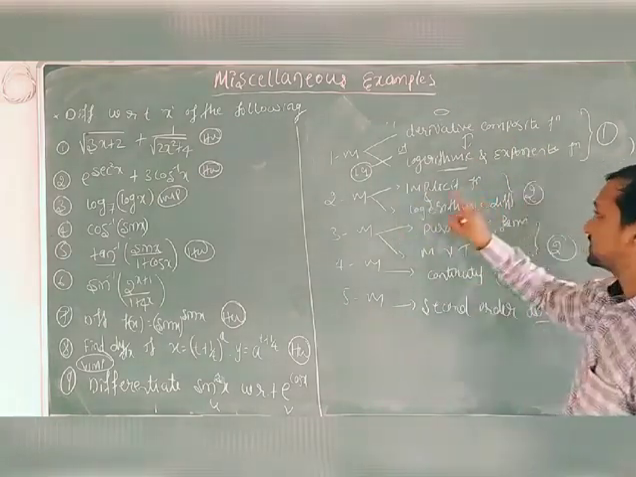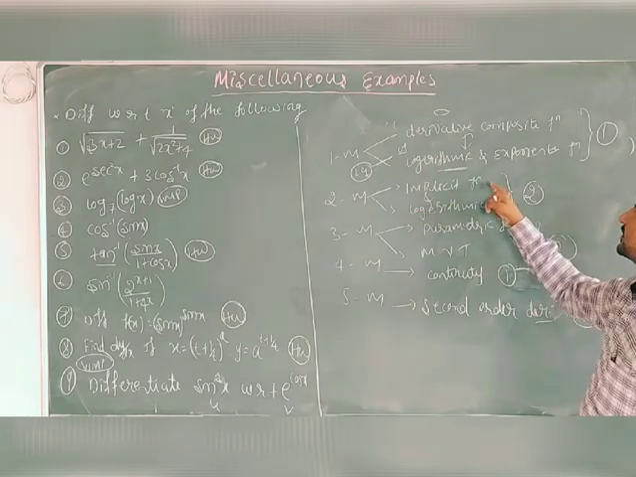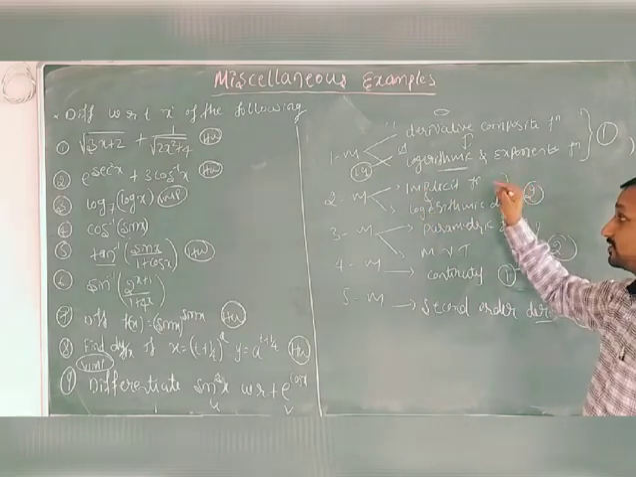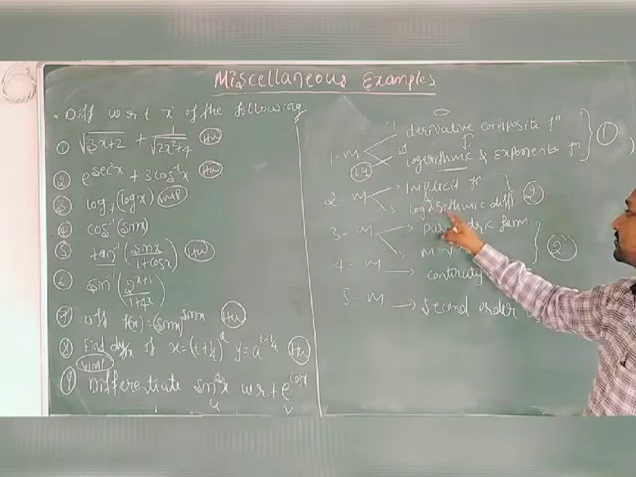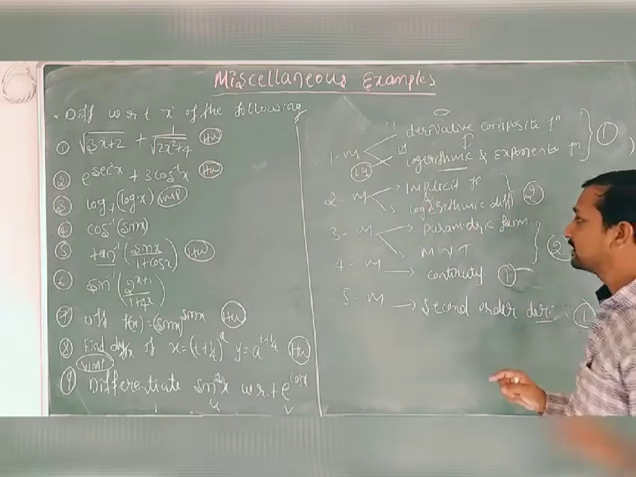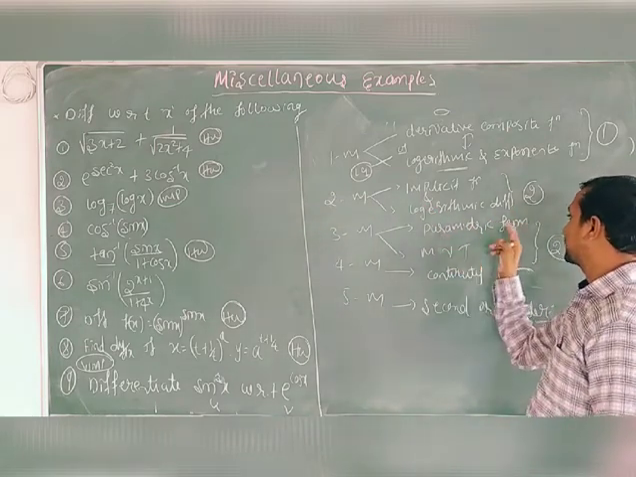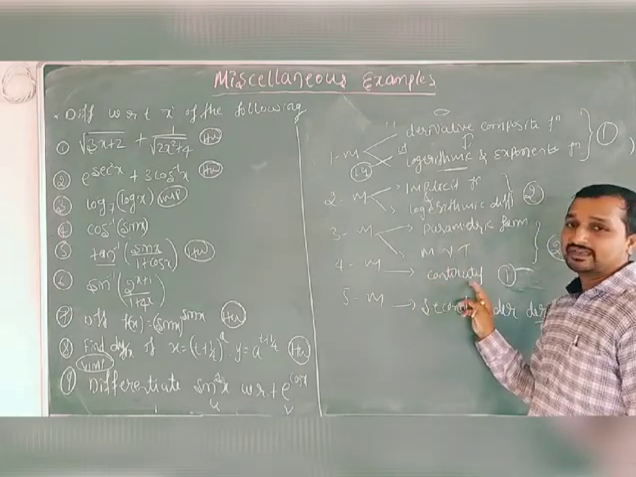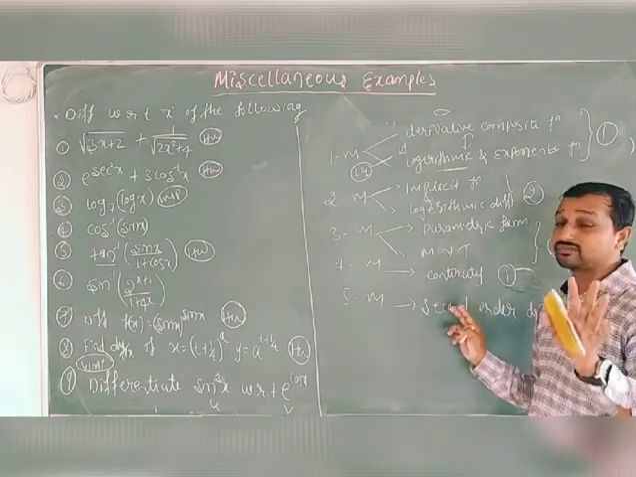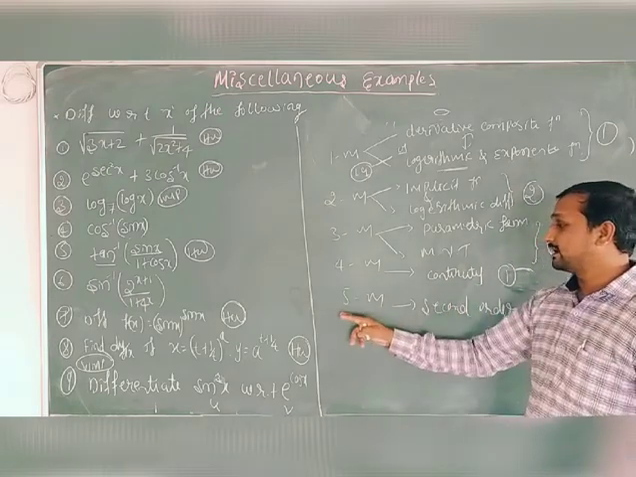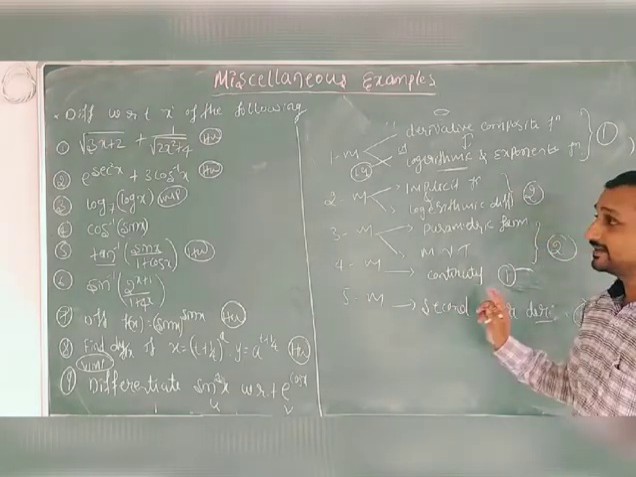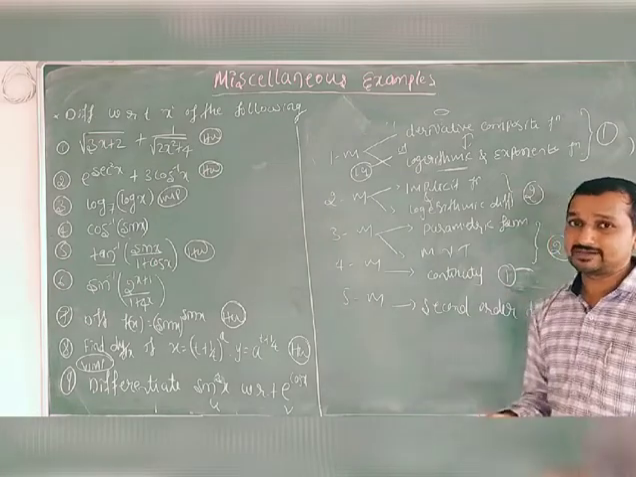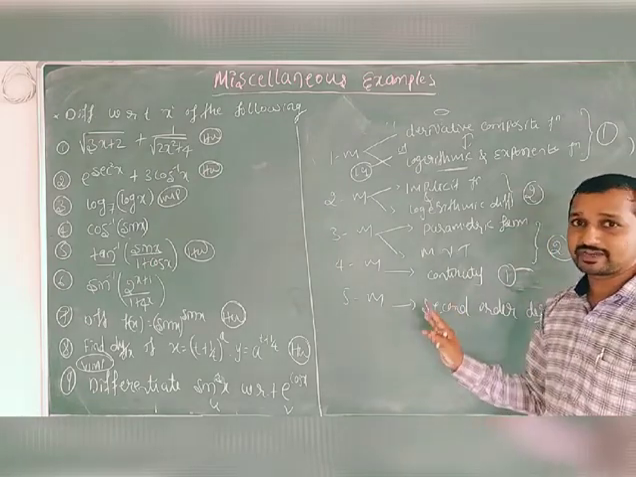The 2 mark questions: one is coming from implicit function or inverse trigonometric function, and another from logarithmic differentiation. For 3 marks, one is from the parametric part and another from the mean value theorem. 4 marks is continuity. In continuity, the examples of finding the value of k are very important. And 5 marks is second order derivative. In second order derivative, I solve examples, and 4 examples are very important.